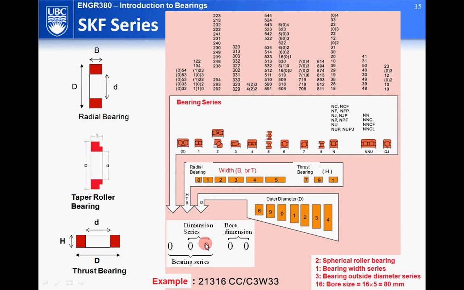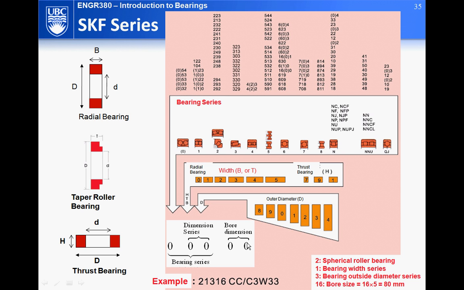This digit set here is the outer diameter, coming from here. If you look at this, if it's 8, it will have a smaller outside diameter than 9, and interestingly 9 has a smaller outer diameter than 0. Why is that? I have no idea, they just did it like that. The last two digits are the bore dimension, as I just showed you: 01 means what, 02 means what, 03, and 04 is 20, 05 is 25.